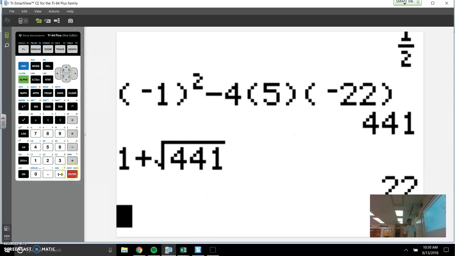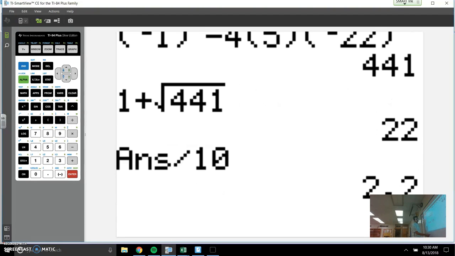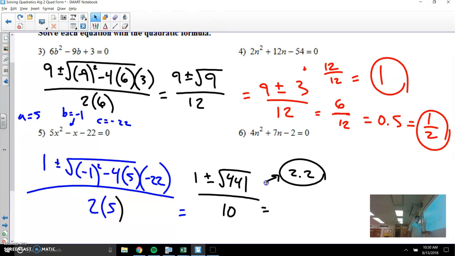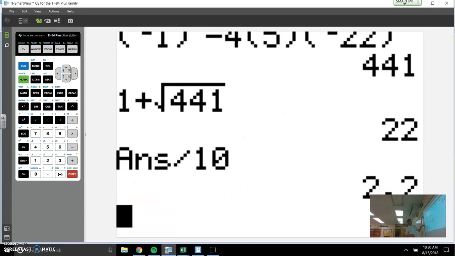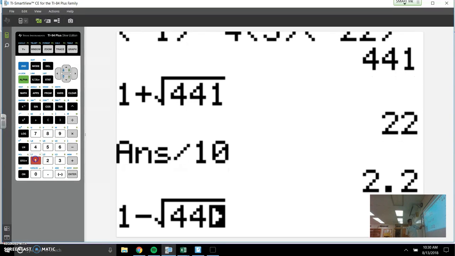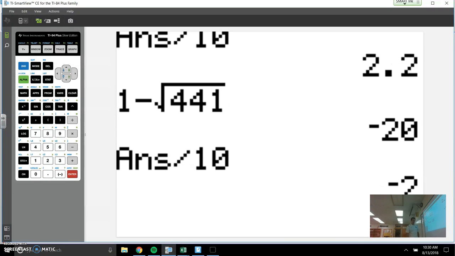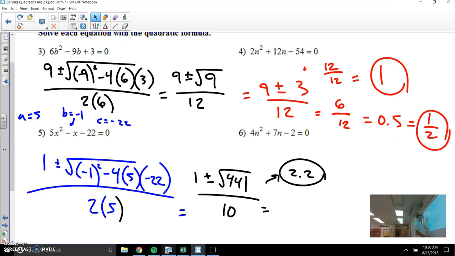1 plus the square root of 441 is 22. But remember, we have to divide that by whatever's in the bottom for 2a, and in our problem it's 10. So one of our values is 2.2. When we do the adding, we're getting 2.2. So let's take a moment to subtract. Let's see what we get when we do 1 minus the square root of 441. And that gives us negative 20. We're dividing by 10, and that would give us negative 2. So those are our two solutions.